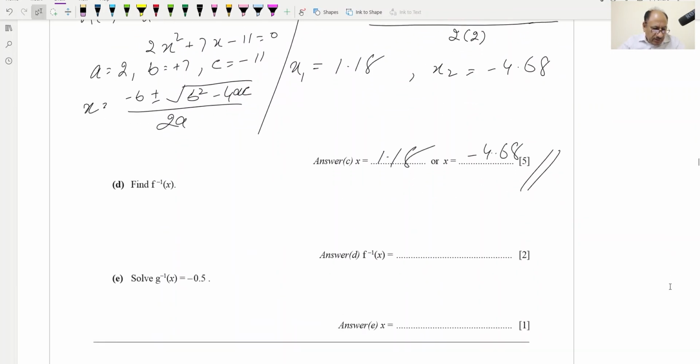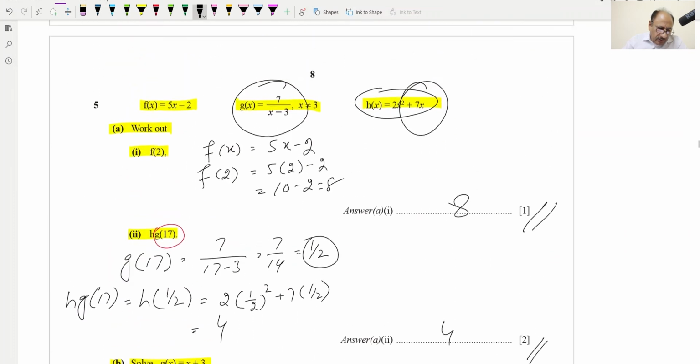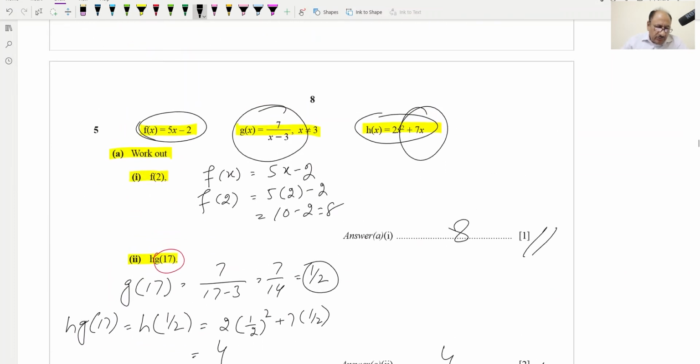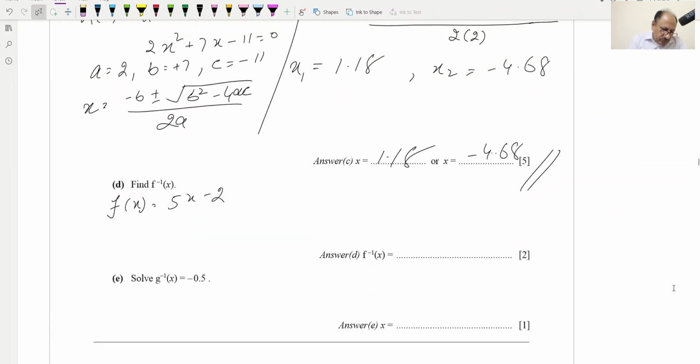Then they are saying find f inverse of x. We are provided with f of x, and f of x is equal to 5x minus 2. F of x is provided over here, 5x minus 2 we have taken from the main question. And this one, f of x, we can even write as y. So y is equal to 5x minus 2.